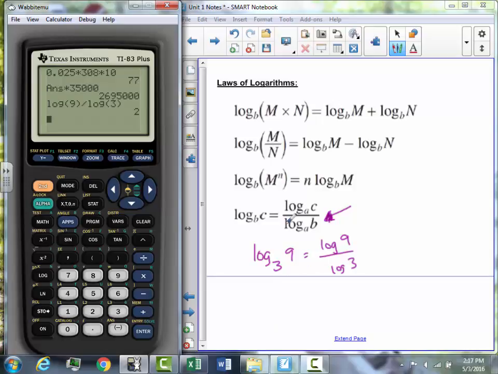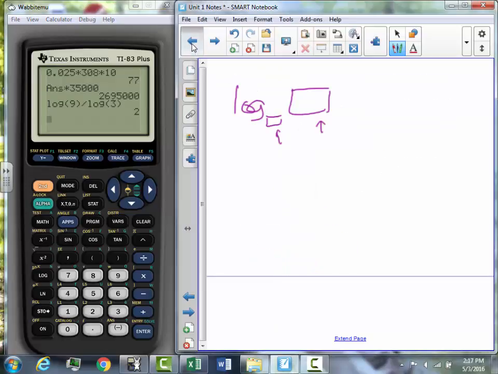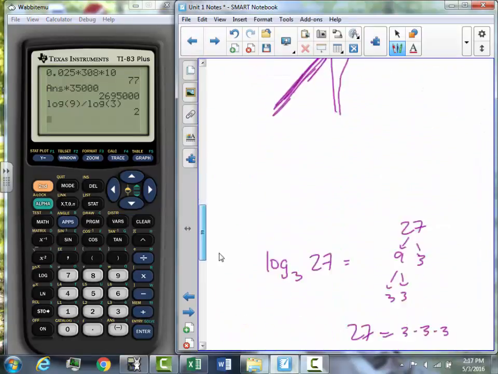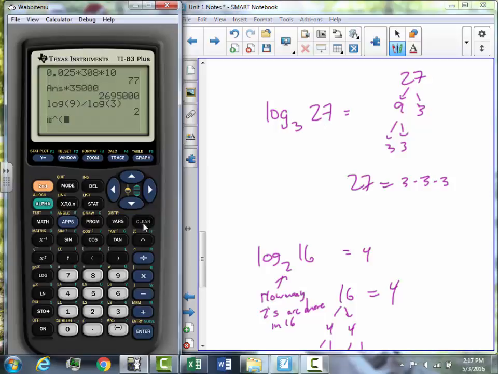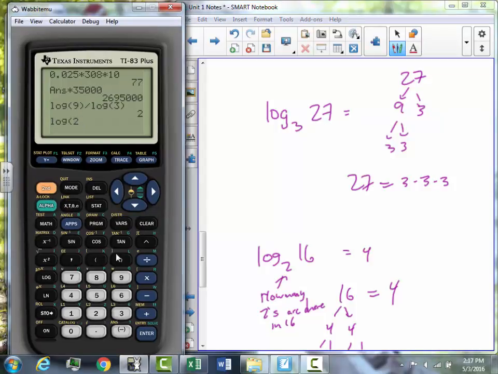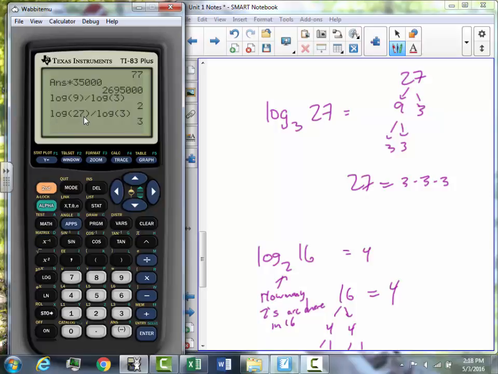Let me try a few other ones that I had done on previous slides here just to confirm your work. So where else was I working here? Let's try log base 3 of 27. To type this in your calculator, if you don't have this ability, go log of the big number, so log of 27, and then divide by the log of the little number, the 3. How many 3's are there in a 27? There are 3 3's in a 27.